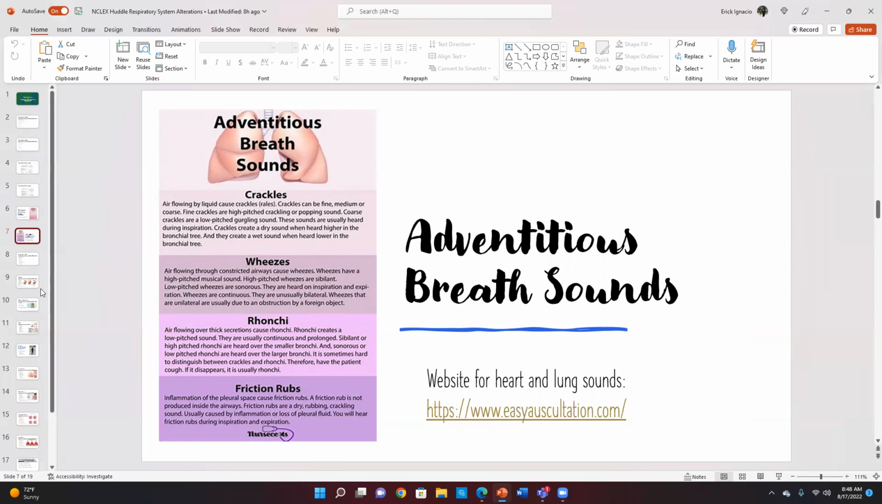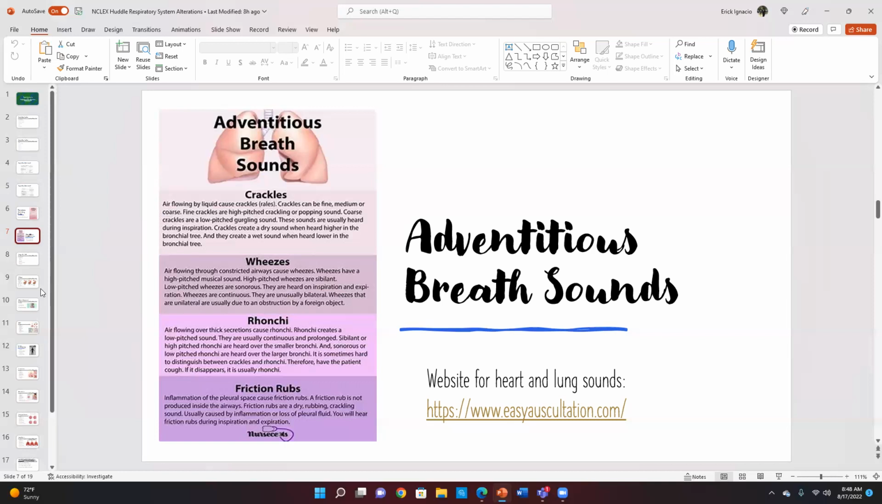The first adventitious sound is going to be crackles. Sometimes crackles can be called rales, and so crackles can be fine, medium, or coarse. And so when we have these crackles, I'm thinking that this patient may have wet lung sounds at lower parts of their lungs or at the bases of the lungs. This is also associated with your patient that may have fluid volume overload, right? These wet lung sounds.